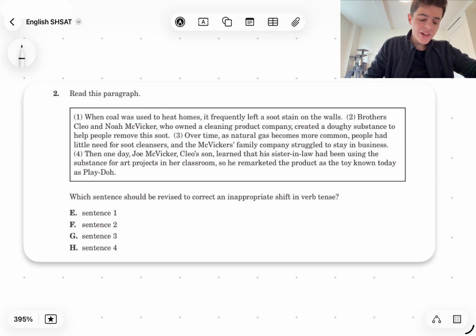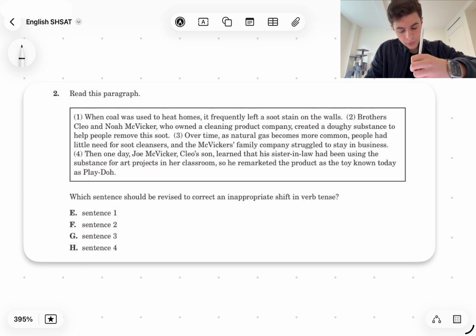When coal was used to heat homes, it frequently left a soot stain on the walls. Brothers Cleo and Noah McVicker, who owned a cleaning product company, created a doughy substance to help people remove the soot. Over time, as natural gas becomes more common, people had little need for soot cleansers, and the McVickers family company struggled to stay in business. Then one day, Joe McVicker, Cleo's son, learned that his sister-in-law had been using the substance for art projects in her classroom, so he remarketed the product as the toy known today as Play-Doh.